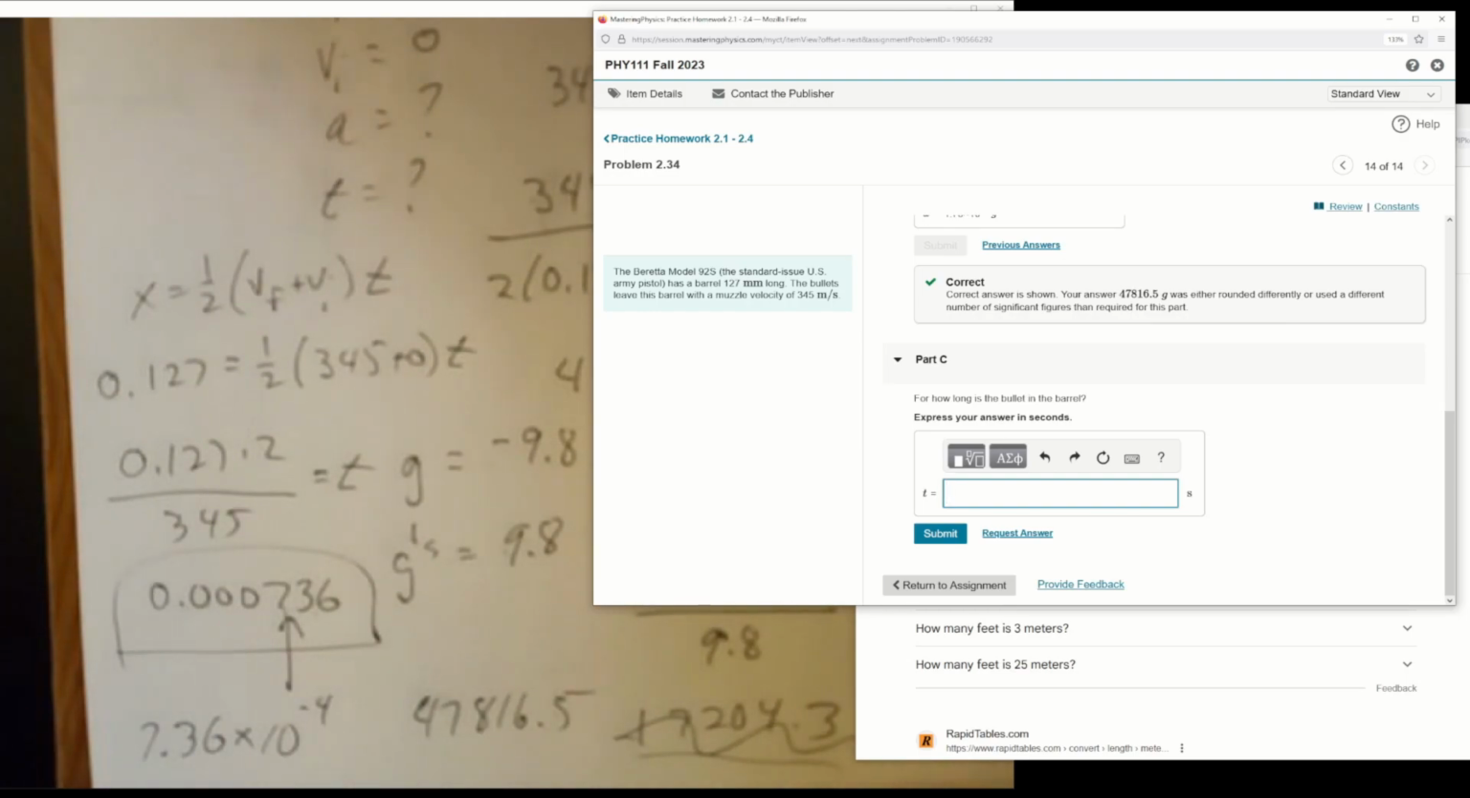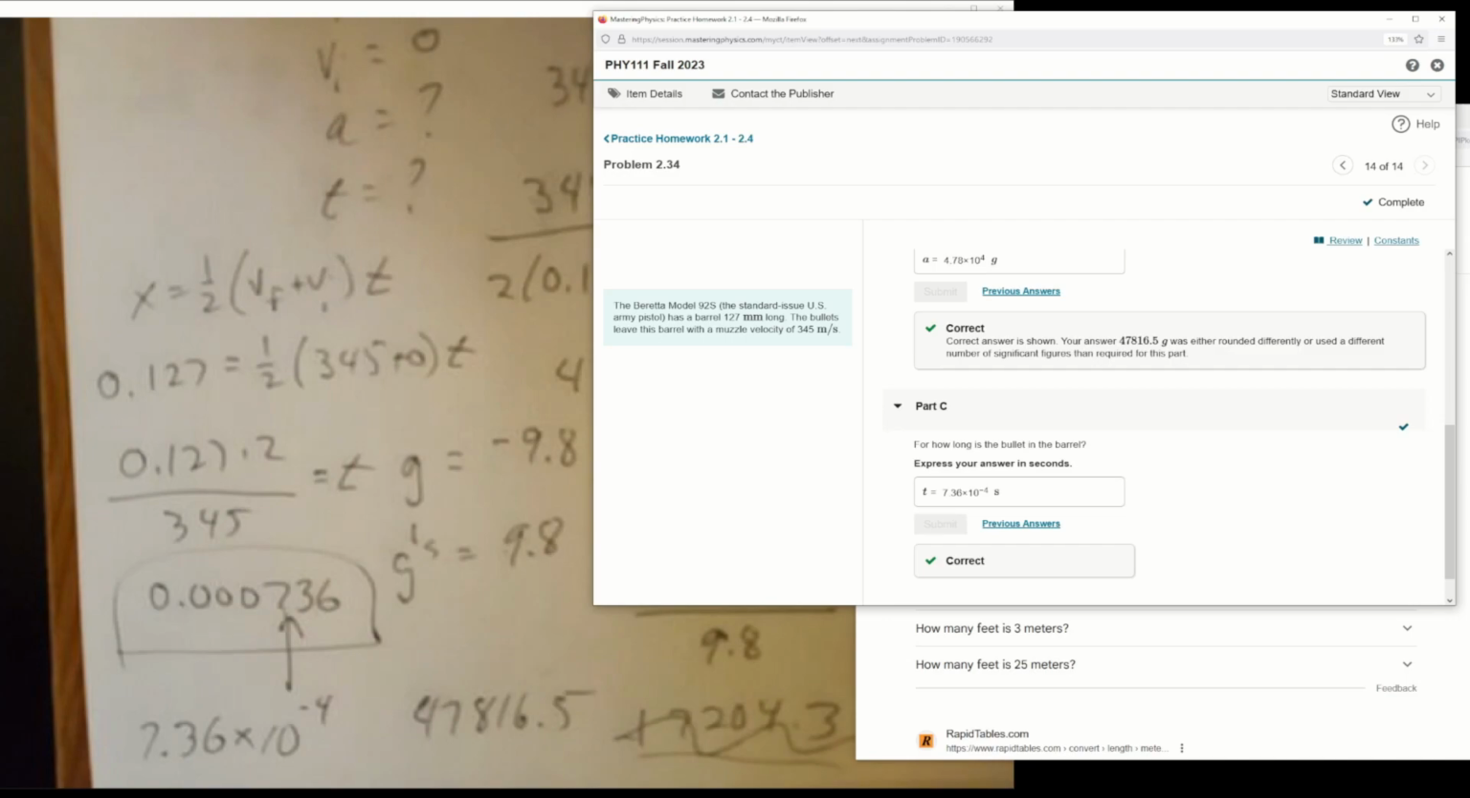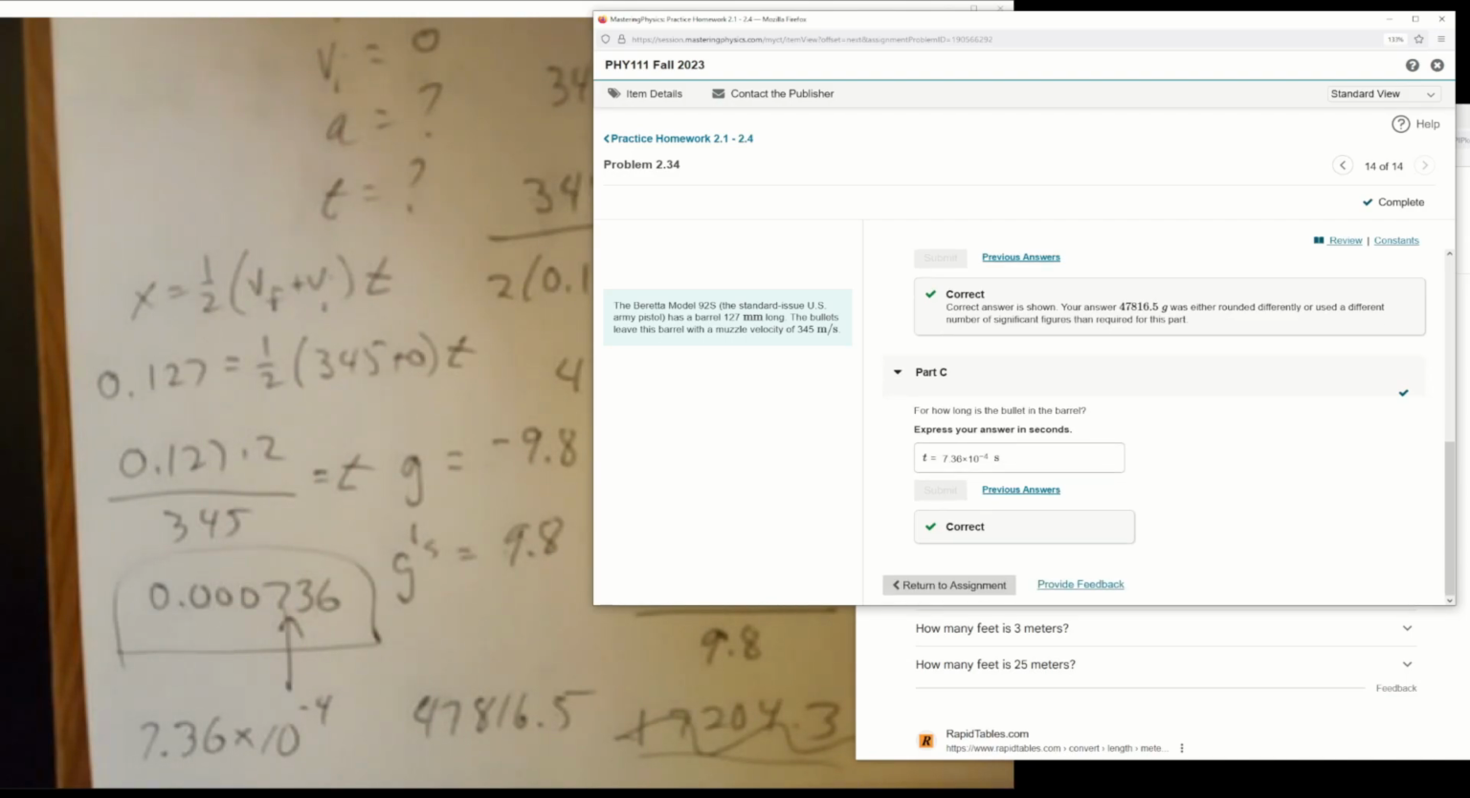But you know, actually it's probably easier just to type it in with the zeros. And then they went and put it in scientific notation. And there's that one. And that is actually the last one. So there is the practice homework.